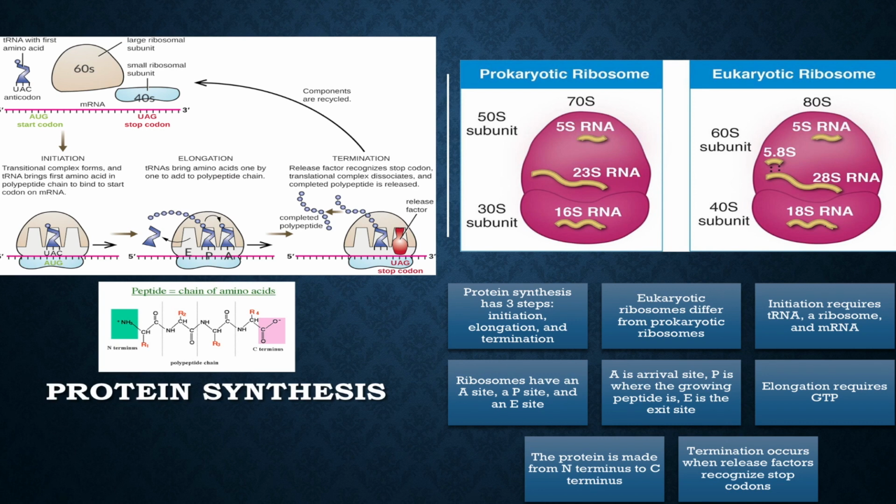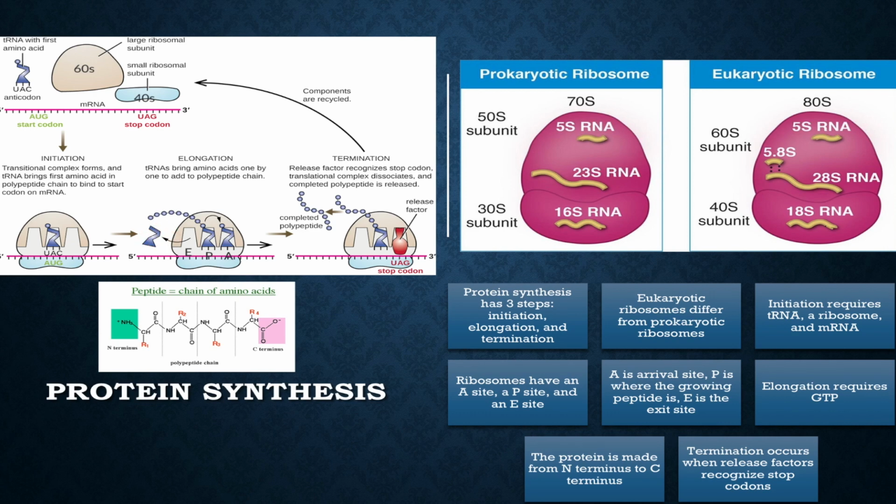Before moving on to the second stage of protein synthesis, we should talk a little bit about the ribosome structure. So let's take a look over here. The ribosome has three sites: an A site right here, a P site, and an E site. The A site is the site for incoming aminoacyl tRNA. The P site is where the growing peptide is located, and the E site is where the empty tRNA exits, as you can see right there.